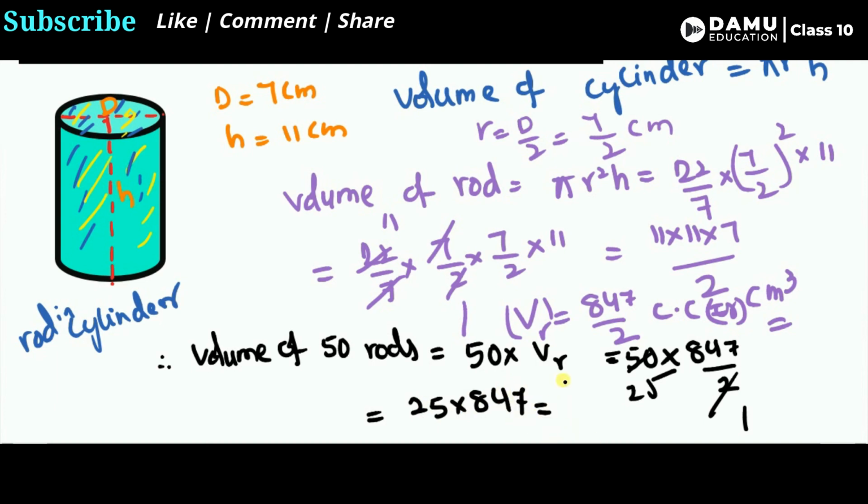So the value we get is 25 into 847. The final value will be equal to 847 into 25, which is 21,175 centimeter cube. This is the volume of 50 such rods. Like this we have to find it.